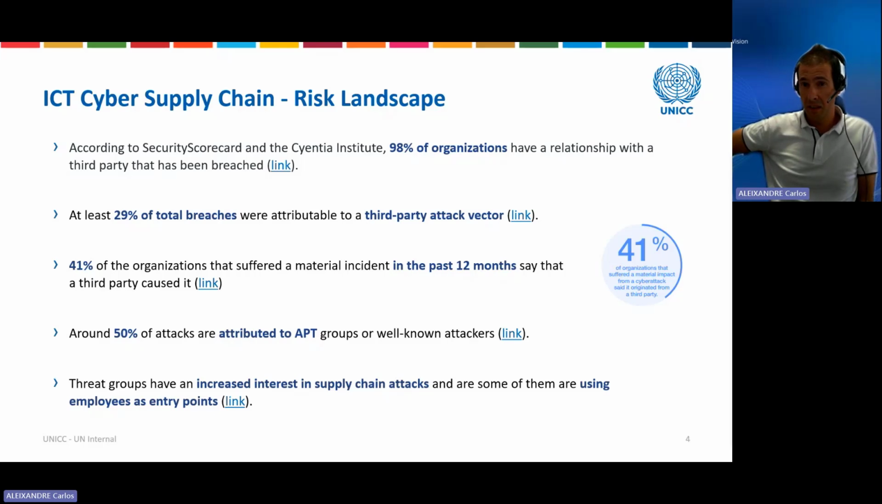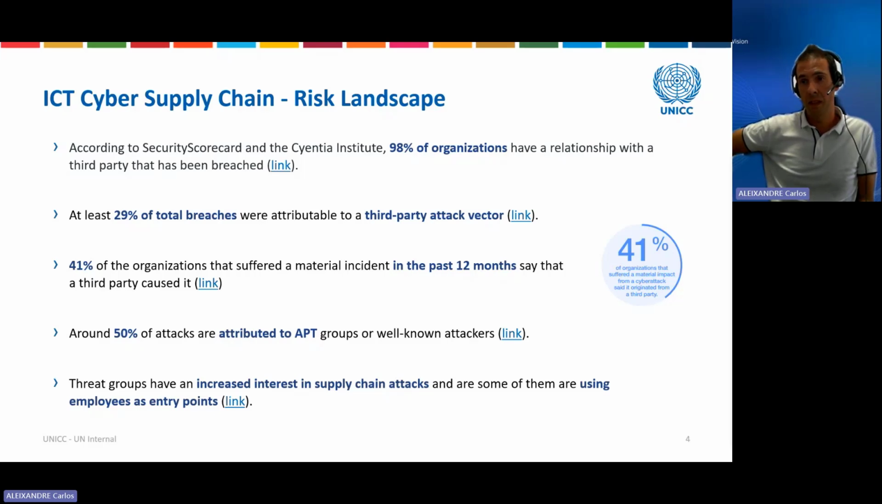At least 29% of the total breaches were attributable to a third-party attack vector. So we know that it's an important attack vector. 41% of the organizations that suffer a material incident in the past 12 months say that a third party caused it. Around 50% of attacks are attributable to APT groups or well-known attacker. So they are getting advantage of third parties because they can reach more systems, more data, more customers, right? So as it is mentioned in the last item, threat groups have increased their interest in supply chain attacks.